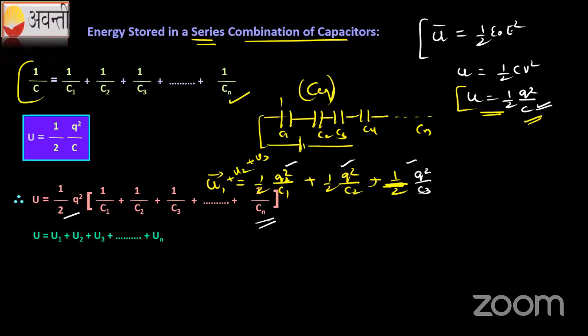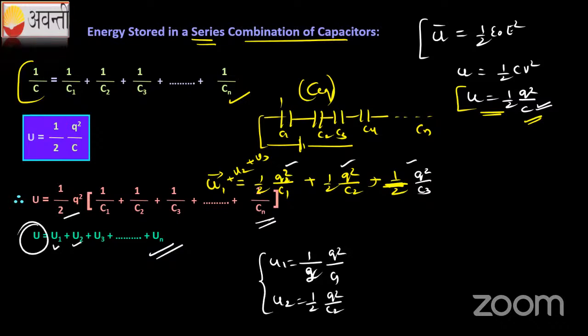Look here, actually 1 by 2 q square by c1 is u1, correct? Again u2 will be 1 by 2 q square by c2. Means if I connect all the capacitors in series and I want to find out the total energy, what can I do? Can I directly add all the things? Total energy, if I want, I will add u1, u2, u3 up to un. Directly add the energy. This is energy stored in a series combination of capacitors. Is it clear? It's simple, just add. That's it.